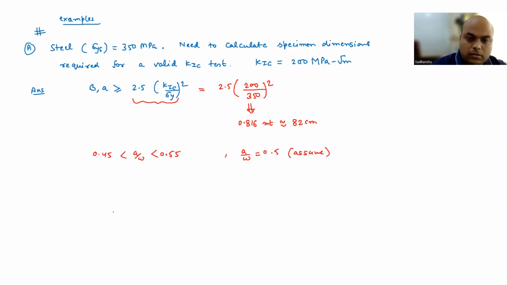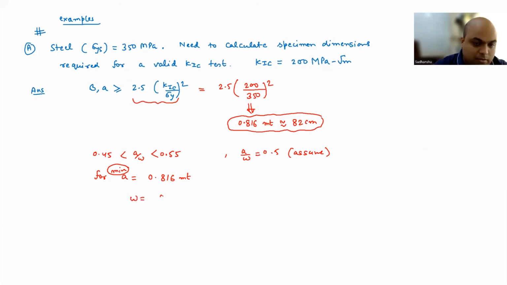Okay. So A will come out to be 0.816. So for say minimum A. Remember B and A has to be greater than this value, right? For K1C to be valid. So let's take the minimum value of A, which will be 0.816 meter. And if you use this particular value of A, W will come out to be 0.816 divided by 0.5. So it will be 1.63 meter.